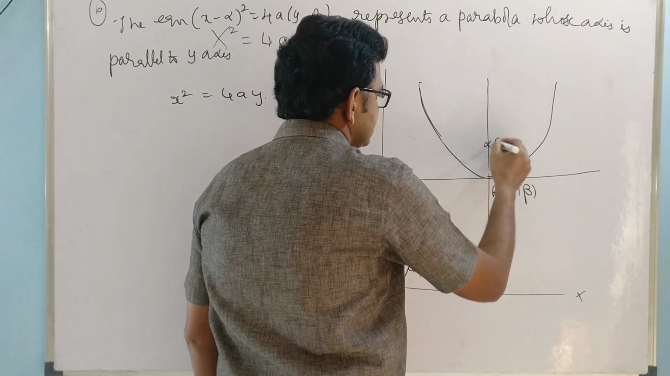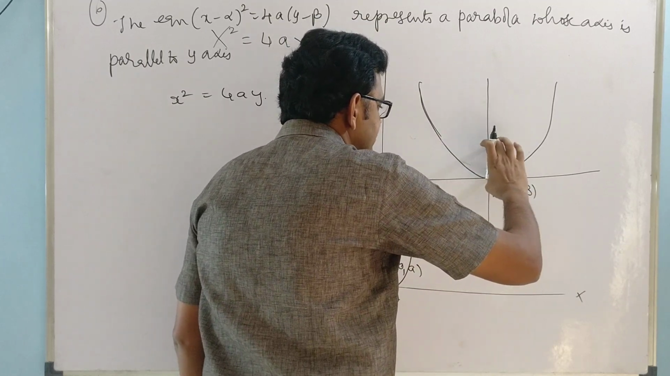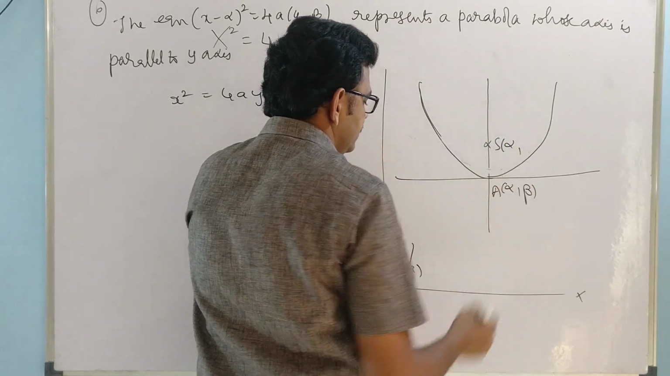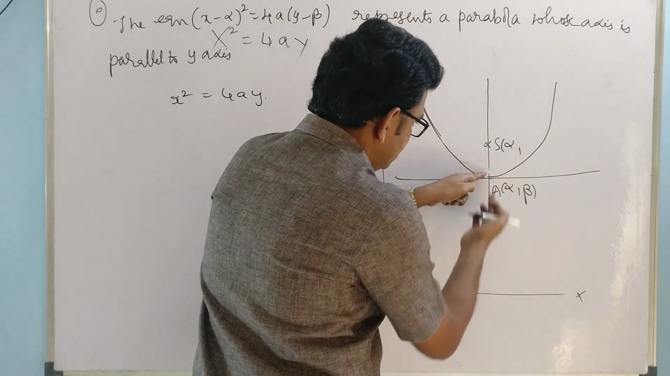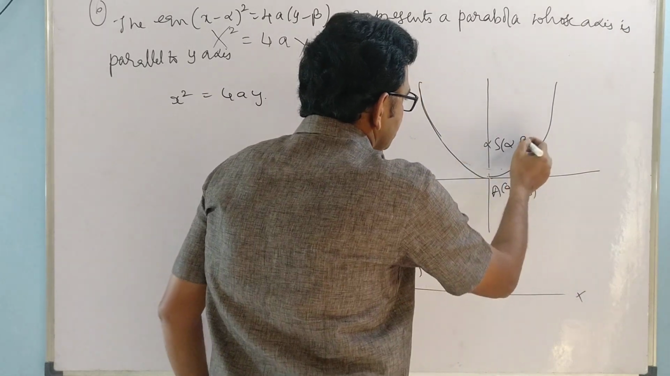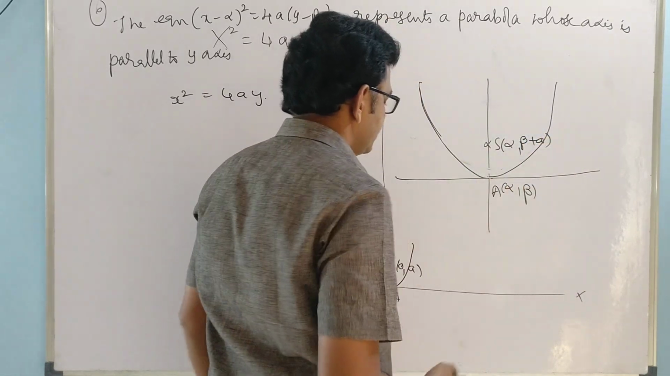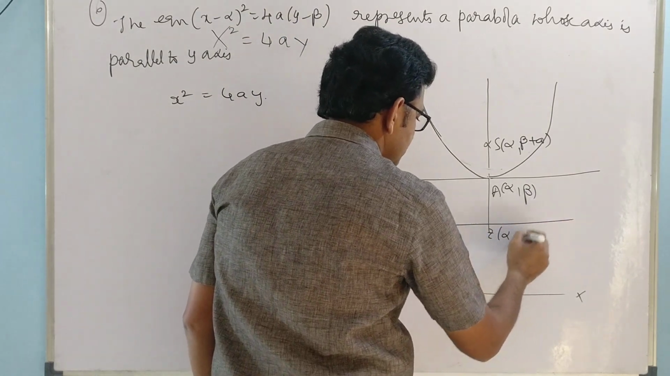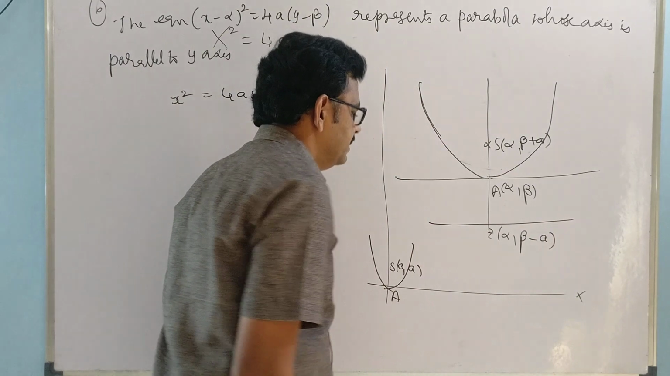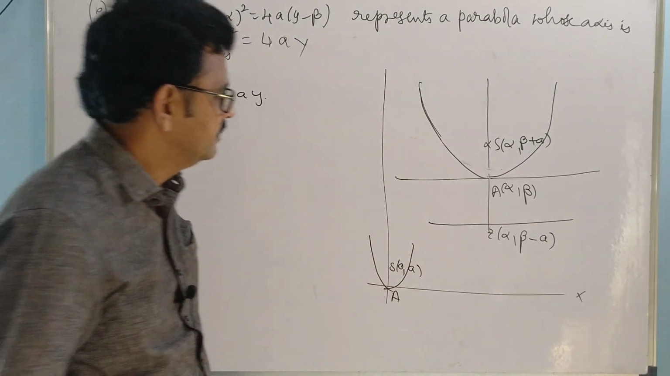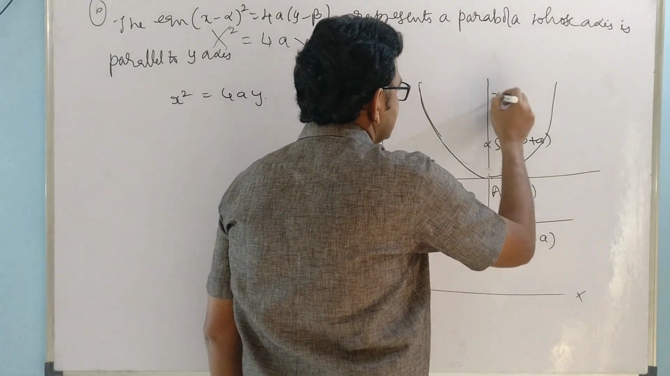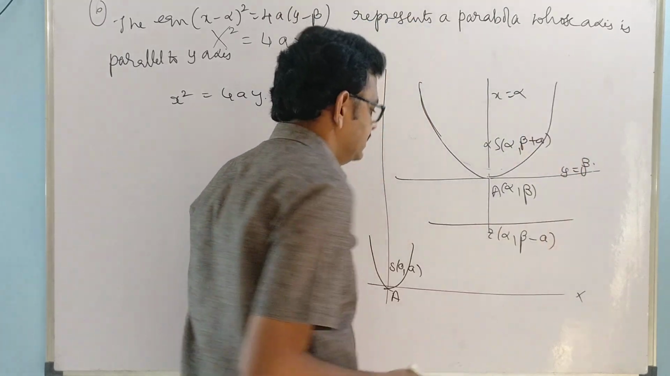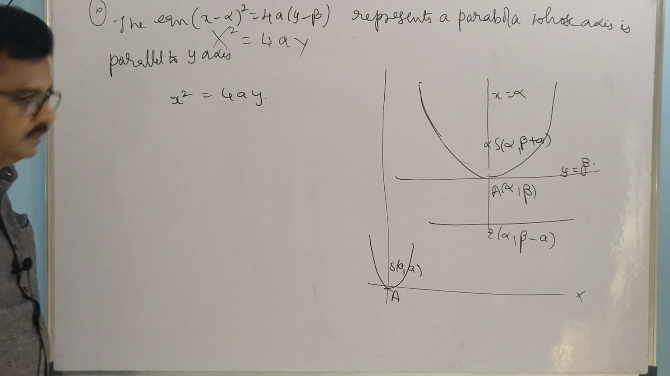So this is S. This distance is a units, and this is alpha, this is also alpha. So S is (alpha, beta plus a). Similarly, the other end is (alpha, beta minus a). Equation of axis is x equal to alpha, tangent at vertex y equal to beta.